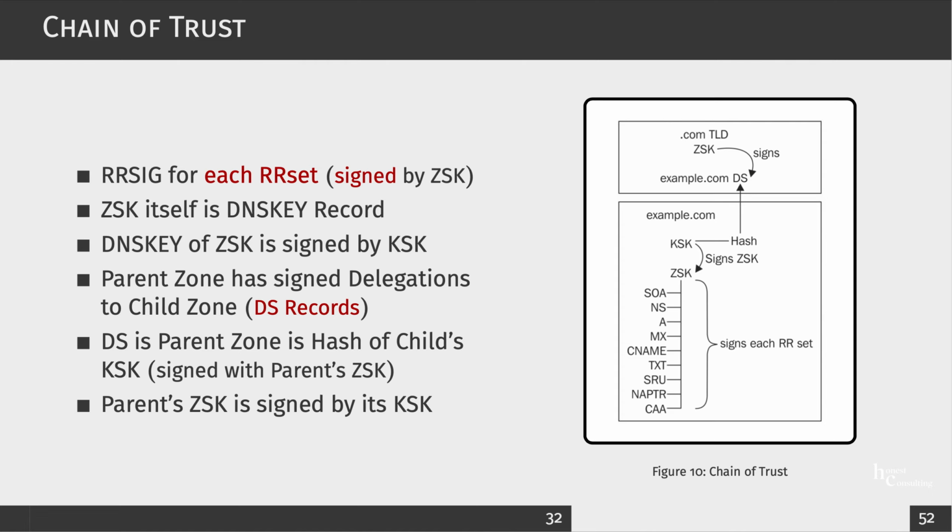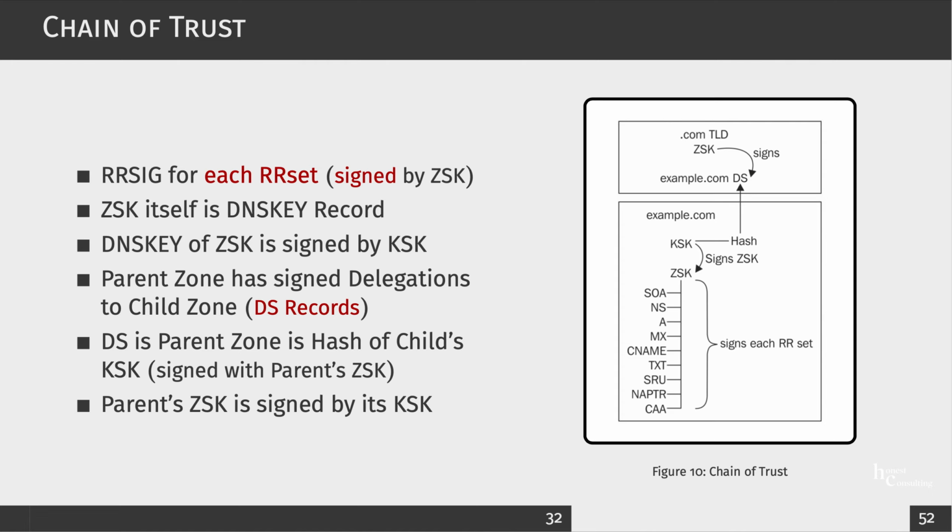Then we create a hash of the public portion of the key signing key, and this hash is transferred in a secure manner to the DNS of the TLD, which is in that case a .com. And this delegation signer is signed with the zone signing key of the TLD DNS zone, which again is a DNS key record, which is then signed with the key signing key, and this again on the next level, so the parent of this one would be the root DNS.